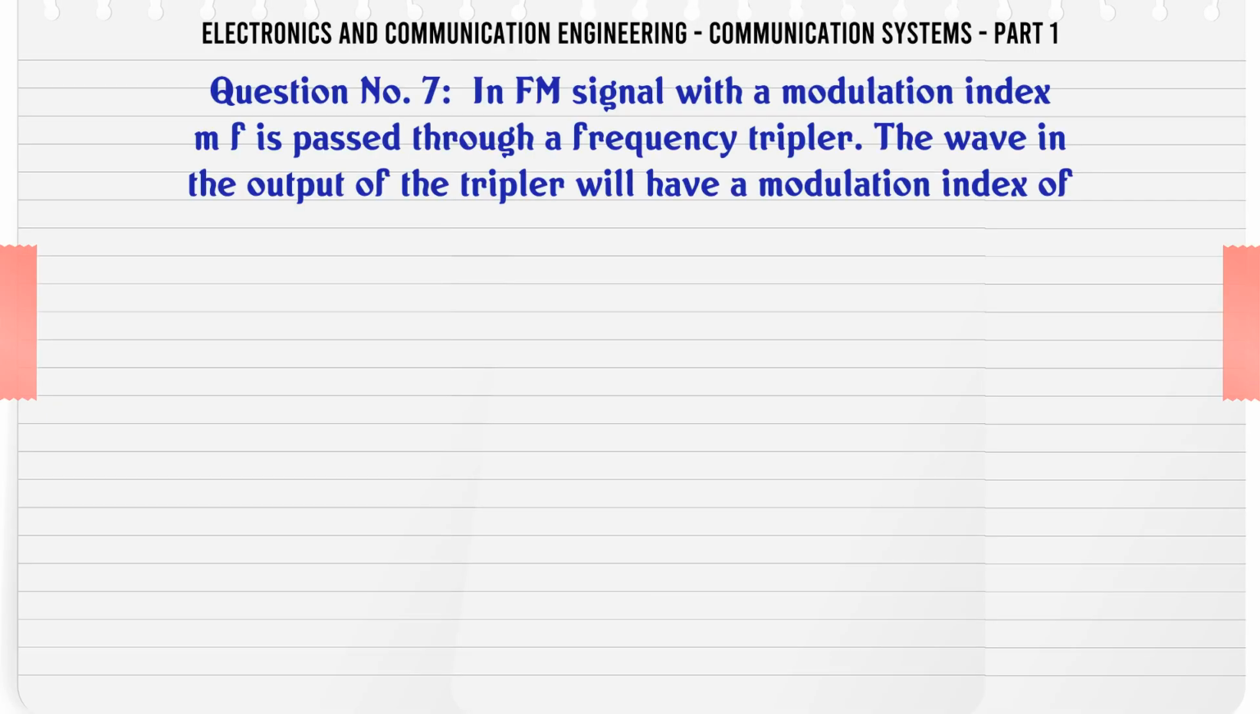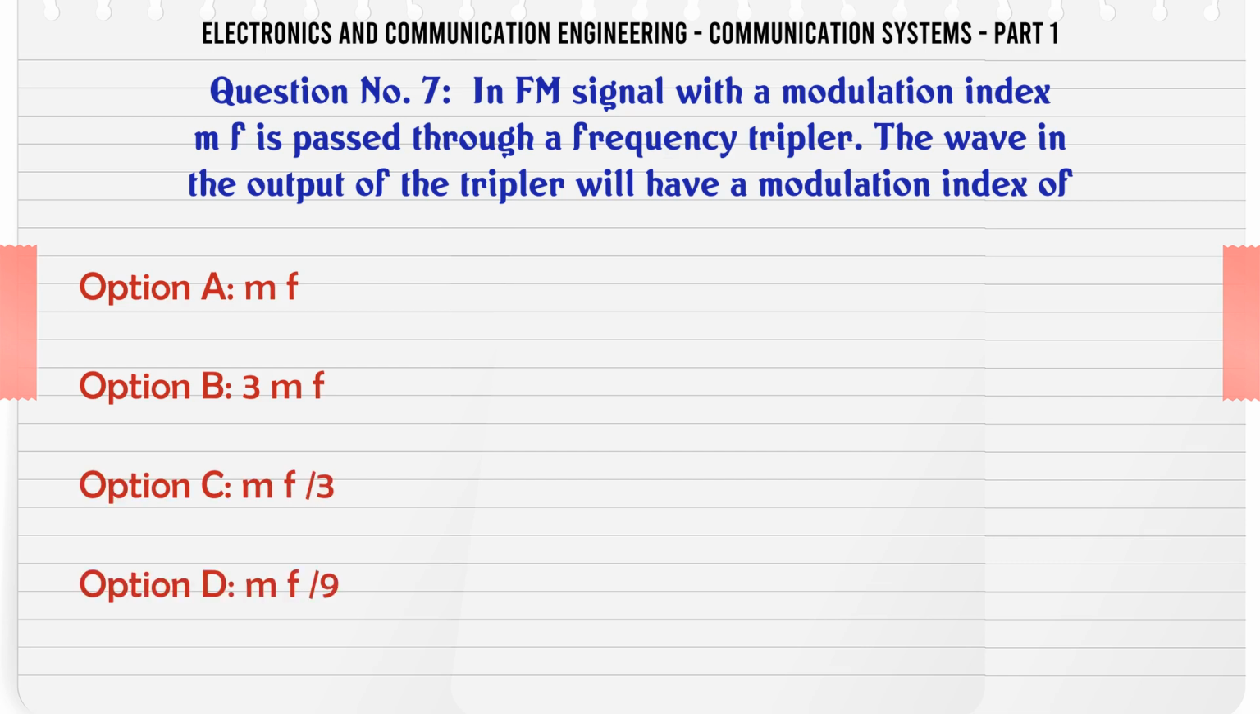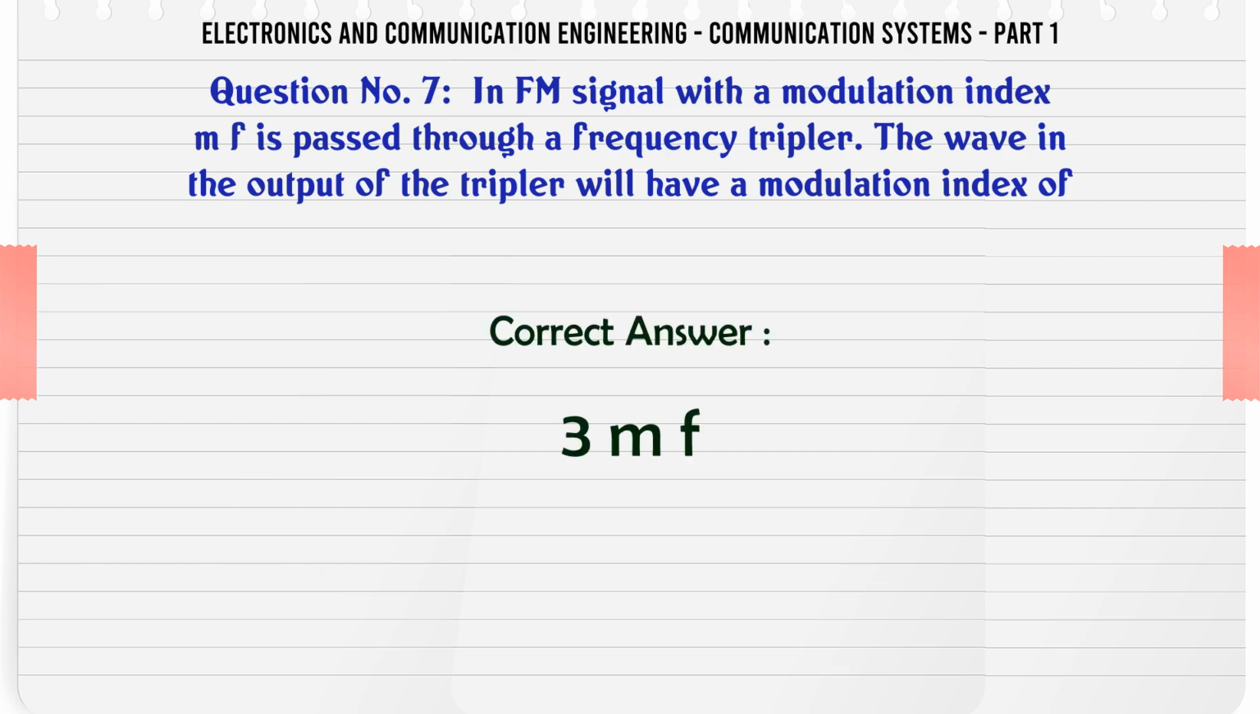An FM signal with a modulation index MF is passed through a frequency tripler. The wave in the output of the tripler will have a modulation index of A. MF, B. 3MF, C. MF^3, D. MF^9. The correct answer is 3MF.